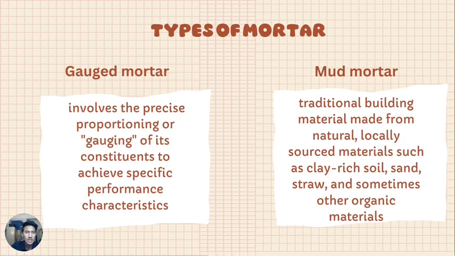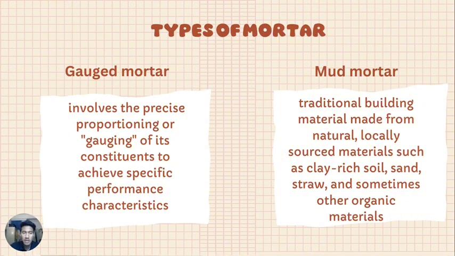Okay, the next one is gauge mortar. Gauge mortar is a type of mortar that involves the precise proportioning, or gauging, of its constituents to achieve specific performance characteristics for the mortar itself. Unlike traditional mortar mixes where the proportions are not precisely measured, gauge mortar involves careful control of the mix to achieve the desired qualities such as strength, color, and structure. This type of mortar is often used in decorative masonry, plastering, and other specialized applications.